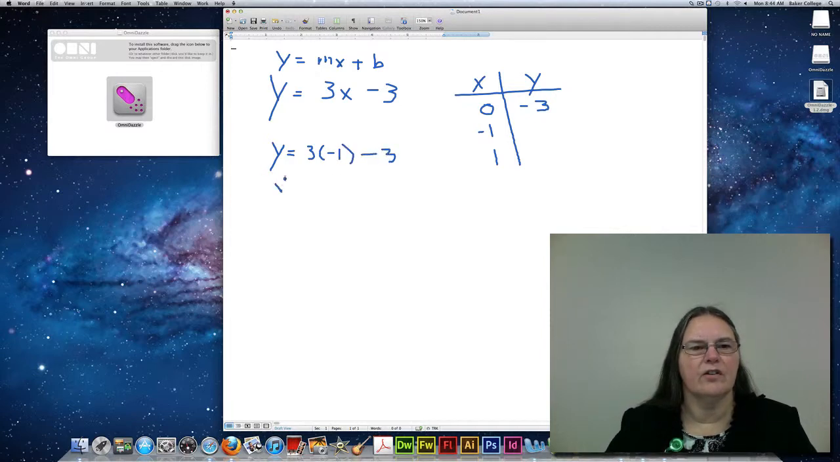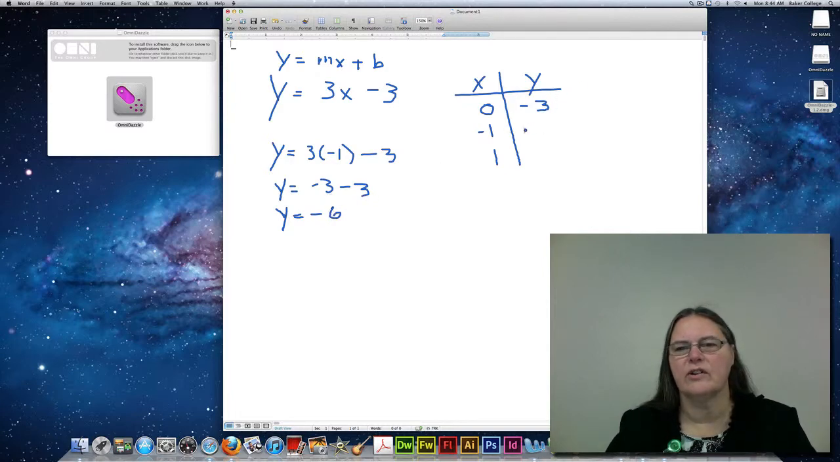So in this case, we have y equals a negative times a positive, negative 3, and a negative 3 equals a negative 6. I borrowed $3, I borrowed 3 more, I borrowed 6 total. So this is another point that we can graph on our axis to show where the line's going to be.